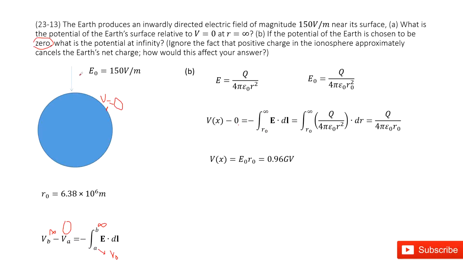Agree? As we talked about, E is inward and dl is outward. So this vector dot operation will bring one negative sign that cancels with this negative sign. So we get the answer looking like this. Do this integral, you get the answer there. And finally, you can see this 0 can cancel. So Vx just equals E naught times R naught. You can replace this term with E naught times R naught.